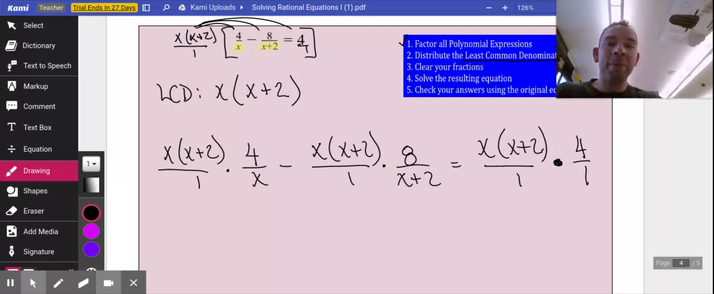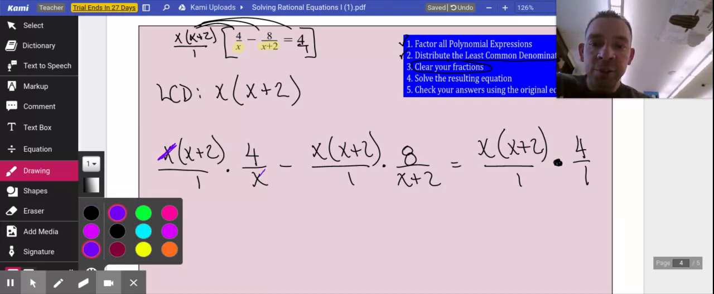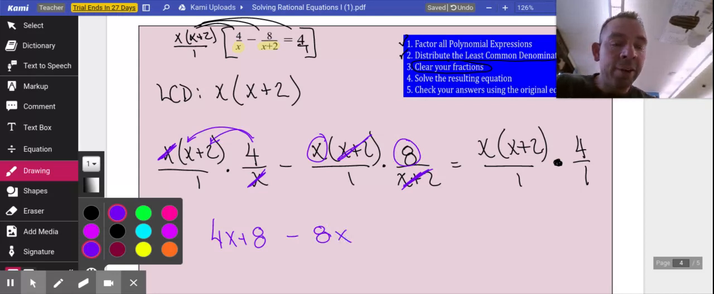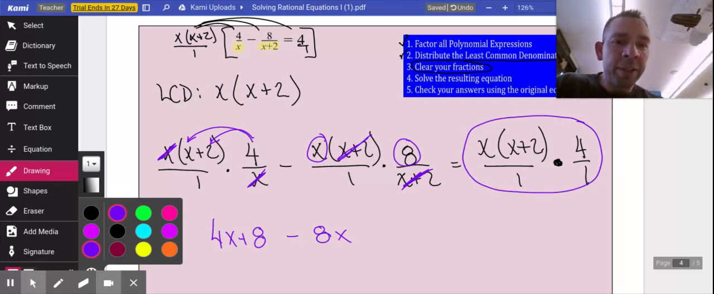Now, again, the reason for distributing that LCD is so that we could clear the fractions, right? So what's happening here is this x cancels with this x, and then you just distribute your 4 to get 4x plus 8. How sweet is that, huh? All right, now we're going to cancel the x plus 2 with the x plus 2, and then we'll multiply the x and the 8 to get minus 8x. And then over here, unfortunately, when you look at this term, nothing cancels. So we're going to distribute the x, and then we're going to distribute the 4. And that's going to give you 4x squared plus 8x.